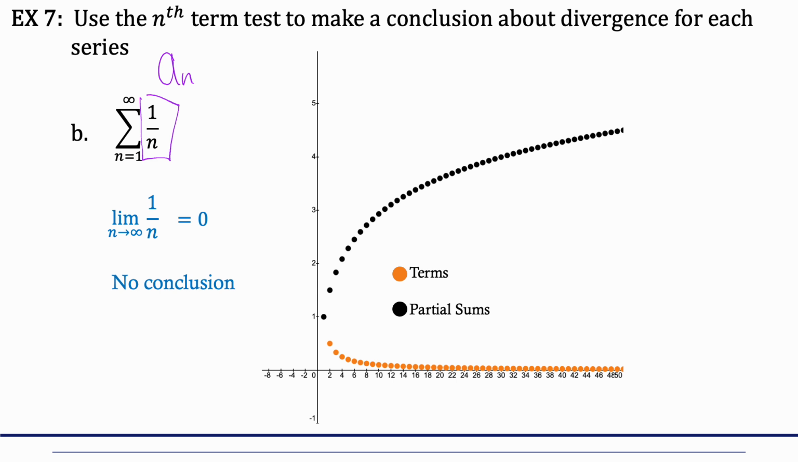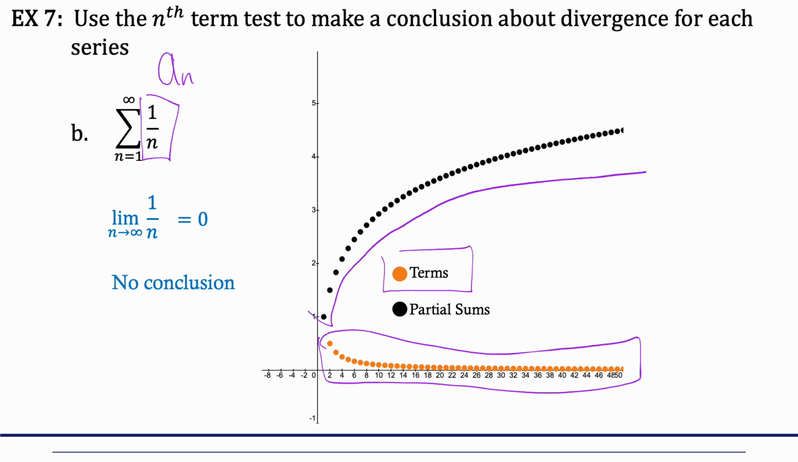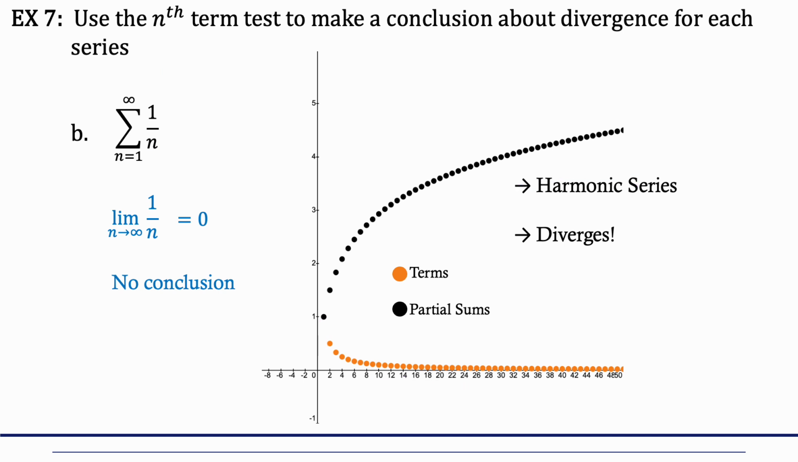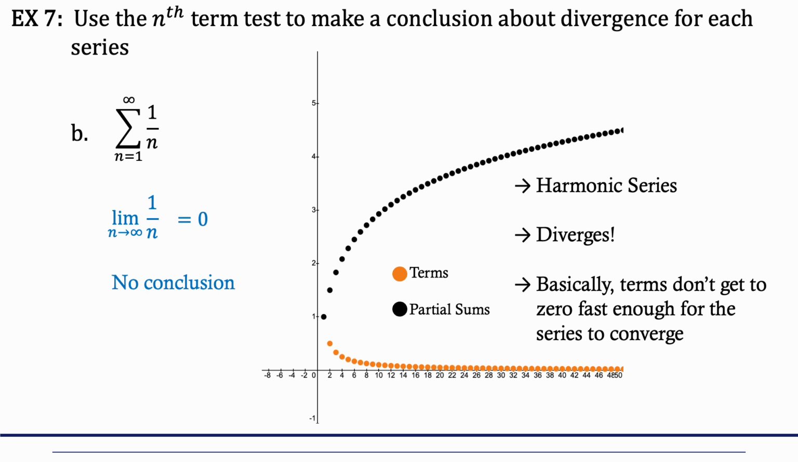Here's a graph of it, and the terms I've graphed down below here in orange. And then the black is the partial sums. So as I add all of the terms together, the partial sums are growing, growing, growing. So the terms are going to 0, but the addition of all of them just keeps growing. This is called the harmonic series. It's a special series, and we know that it diverges. And it's weird that the terms are going to 0, but it diverges, because basically the terms don't get to 0 fast enough for the series to converge.